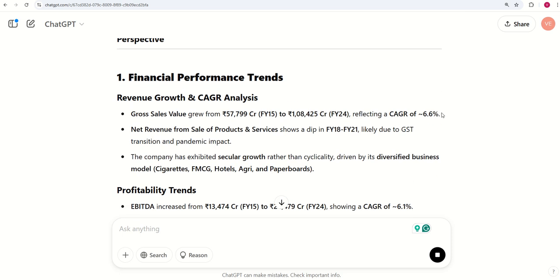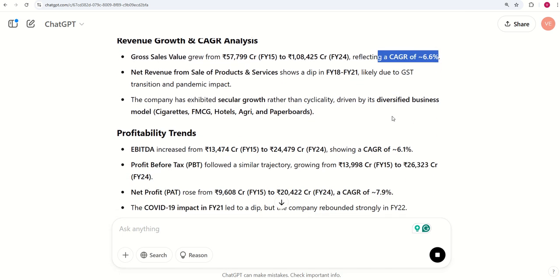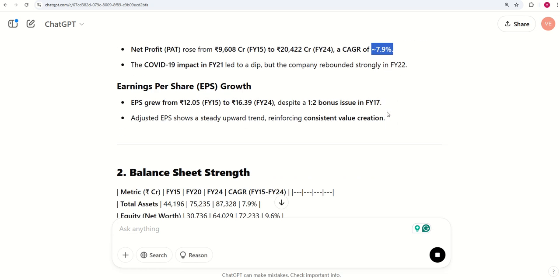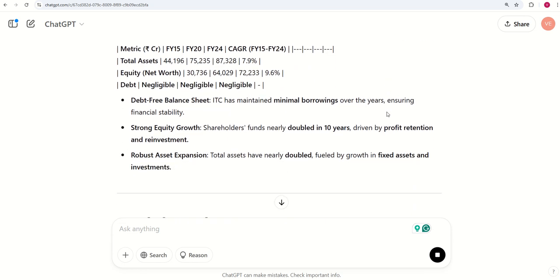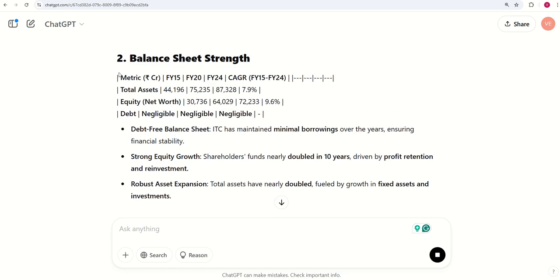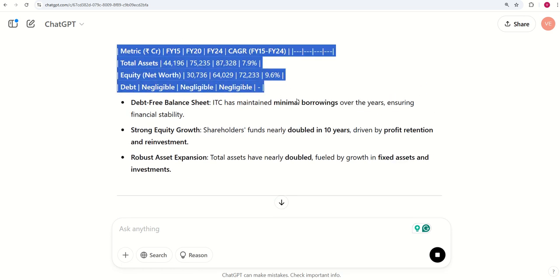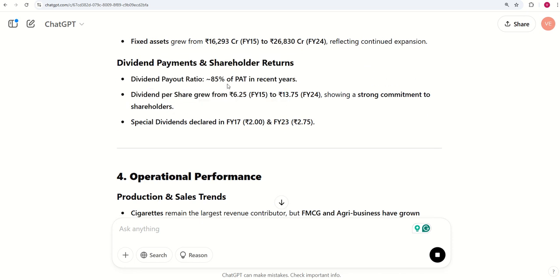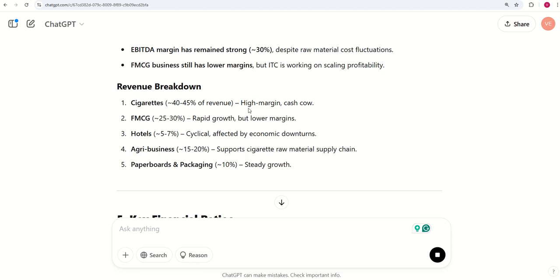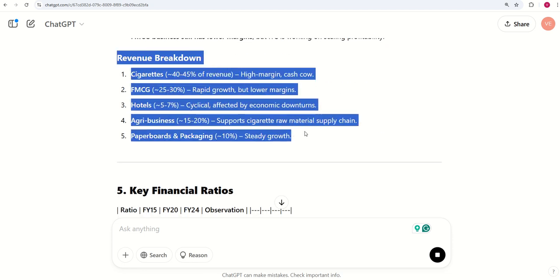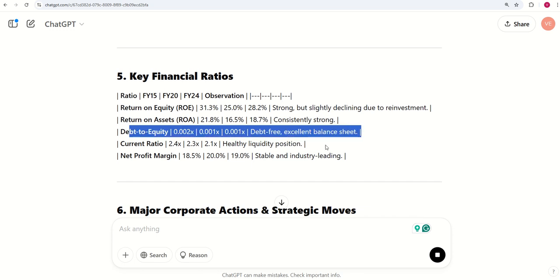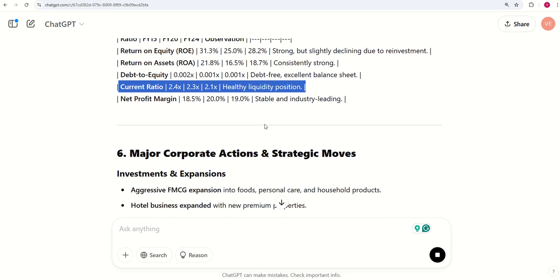Here you can find around 6.6%. Profitability trends, you will find CAGR, which was not there earlier. Net profit has a growth of around 8%. Balance sheet strength. Okay, I think this attempted to make a table, but it was not successful. Operating cash flow analysis, dividend payments, 85% of PAT in recent years. Cool. And the revenue breakdown. So it has different companies, so it shows a revenue breakdown. Debt equity ratio, current ratio, it has calculated.